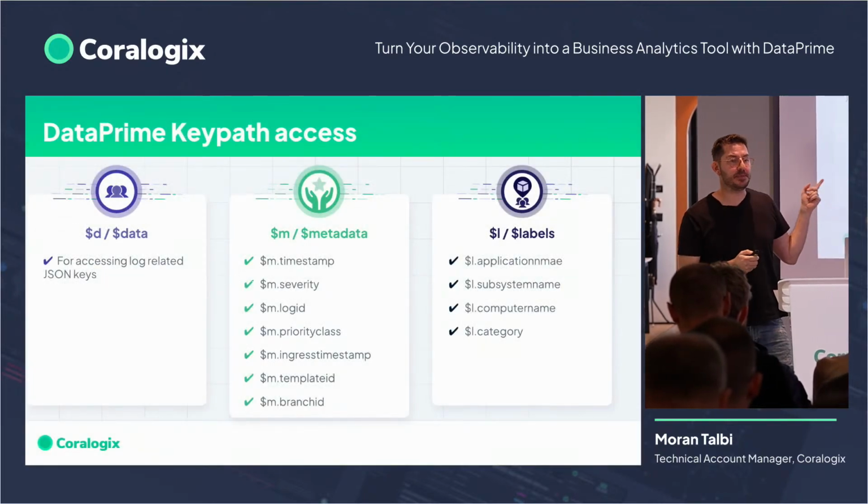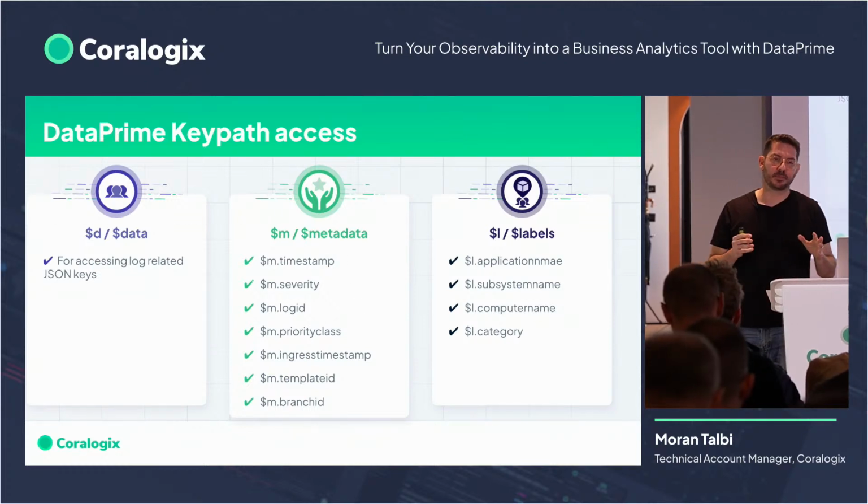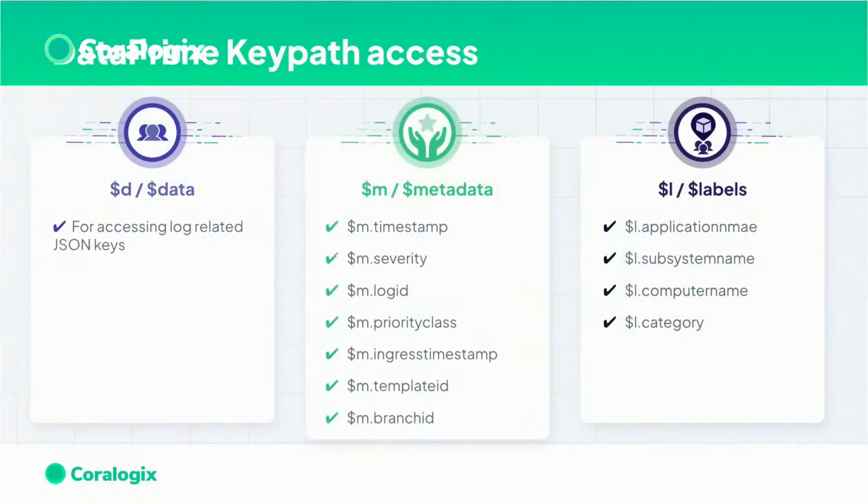Let's uncover the key path access. So in DataPrime, we have three types of data, starting from the data itself for accessing log-related JSON keys. So we have the $D or $data. I'll tell you a secret. When you are writing a query, you don't explicitly need to use it. Writing message or log or host or whatever key name you like to access without the $D would work just fine, but maybe for readability or for any other reasons you can use this.